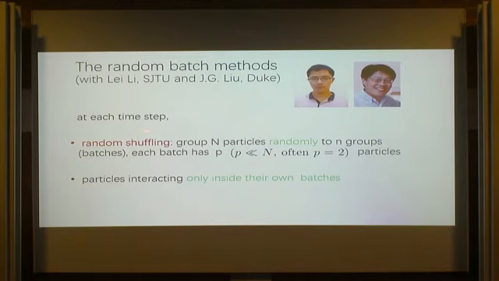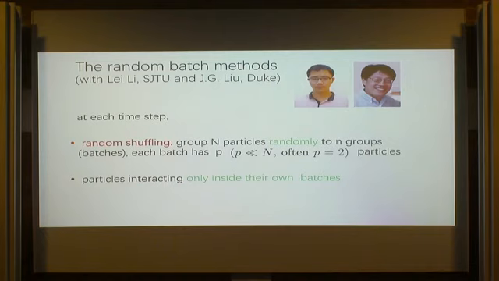So at every time step, we first discretize time and pick a time step. We have these N particles, from particle 1 to particle N. We do a random reshuffling of these indices. And then we divide these N particles into little n groups, each group has p particles. And this p is much less than capital N. For example, you can even take p equals 2. Basically, you just randomly regroup all these particles into small groups, each group having just 2 particles.